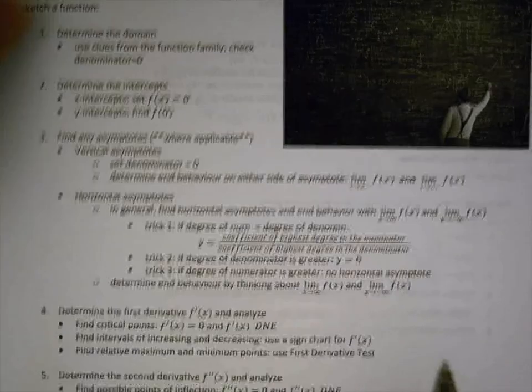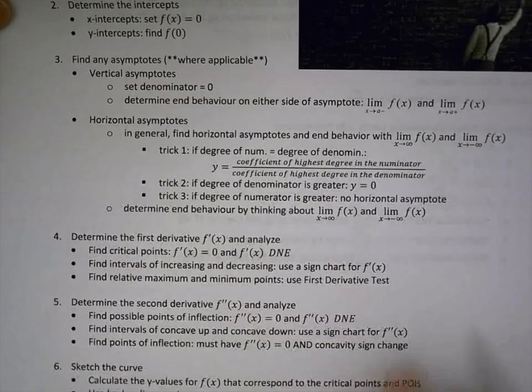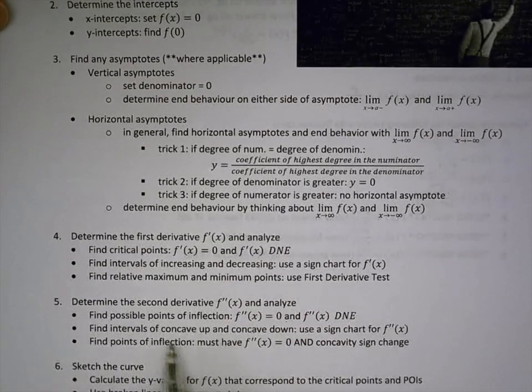Then we're going to do the second derivative test. We do very similar things. We find possible points of inflection, that's where the second derivative is equal to 0 or does not exist. Then by looking at the sign chart, we can decide which areas are concave up, which are shaped like a cave facing up, or concave down, which are shaped like a cave facing down. And we can find the points of inflection. Remember, points of inflection are where the second derivative is 0 and there's a change in concavity.